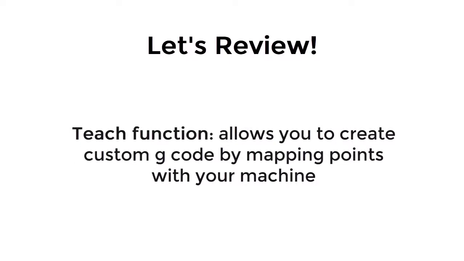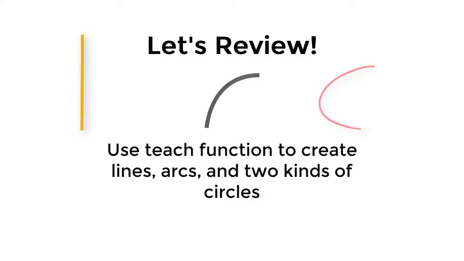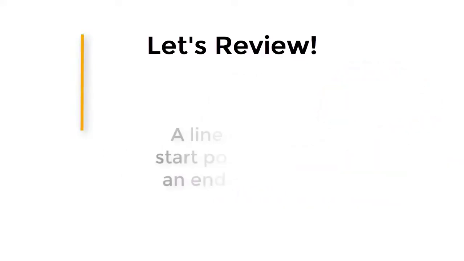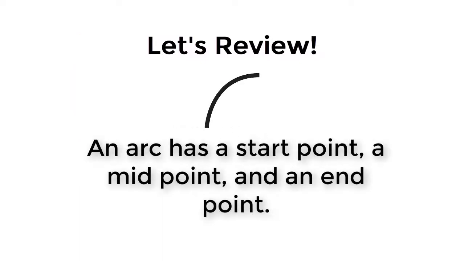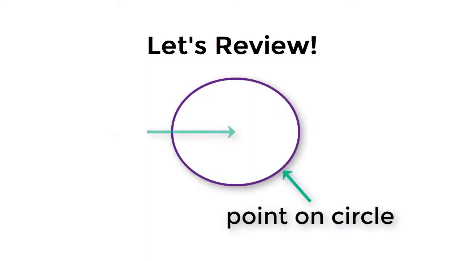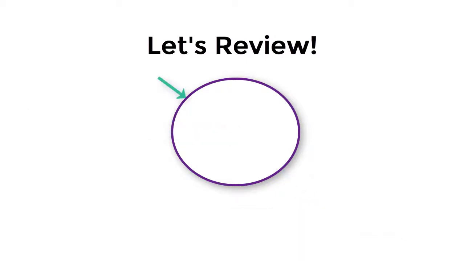Now that we've covered all the features of the teach function, let's review. The teach function is a new function that allows you to create custom G-code by manually jogging your machine and mapping points along the way. You can use the teach function to create lines, arcs, and two kinds of circles. A line has a start point and an end point. An arc has a start, mid, and end point. The midpoint, by the way, does not have to be in the center of the arc. It can be anywhere along the arc. The two-point circle maps a point on the circle and the center point to create a circle. The three-point circle maps 3 points on the circle to create the circle.